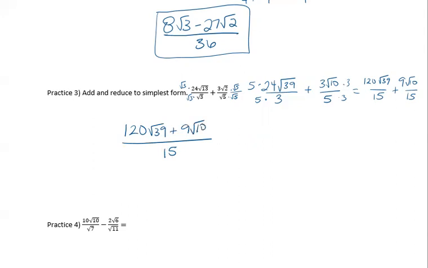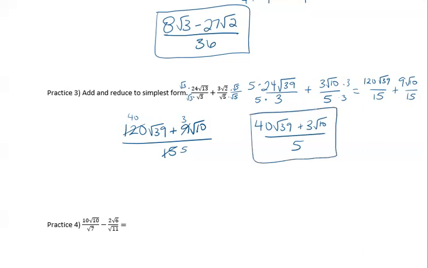Now I'm going to look, does 120, 9, and 15 have a common factor? It does. They all can be divided by 3. So when I divide this one by 3, I'll get 40. This by 3 will be 3, and this one divided by 3 will be 5. So now I have 40 square roots of 39 plus 3 square roots of 10 all over 5. And now there's nothing else that all 3 of these can be reduced by. So this is my simplest reduced form.